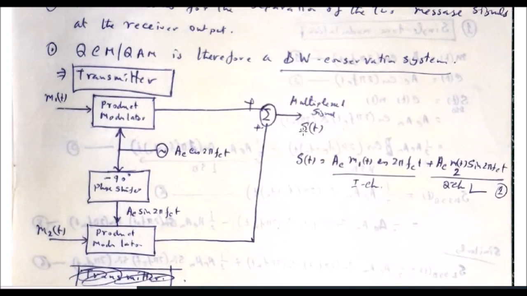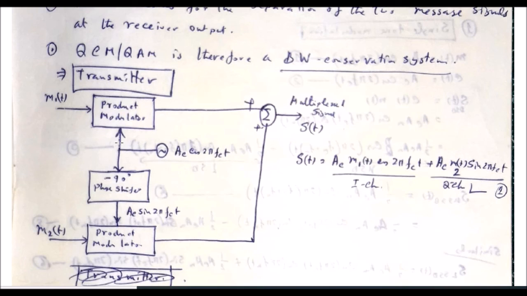Okay, so this is the transmitter of QCM, quadrature carrier multiplexing, or quadrature amplitude modulation. QAM and QCM both are the same. Now see that m1(t) is the user 1 signal, and m2(t) is user 2's message. Message signal of user 1, message signal of user 2. Now from a local carrier generator at the transmitter, Ac cos 2 pi fct is generated. That means it is the carrier.